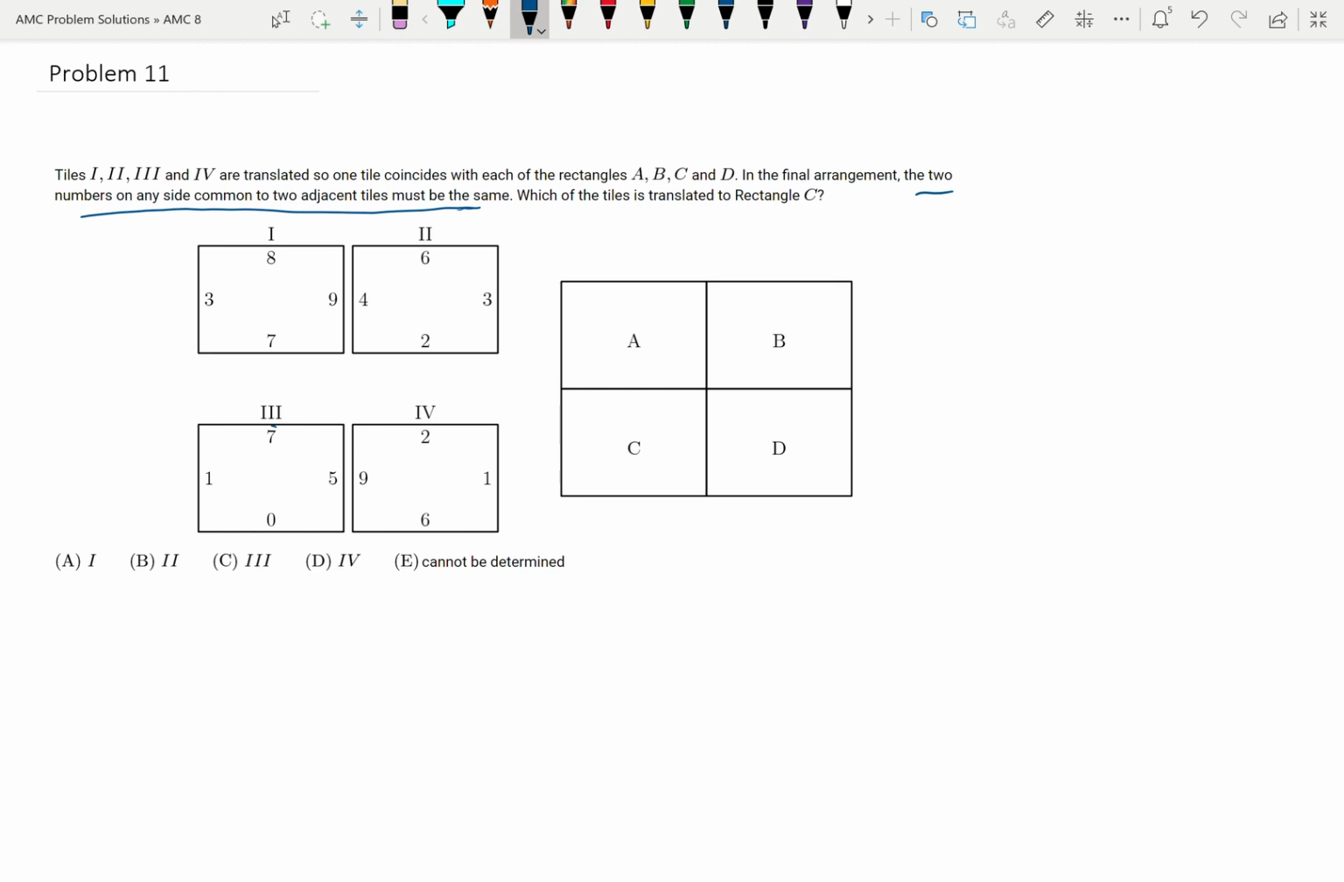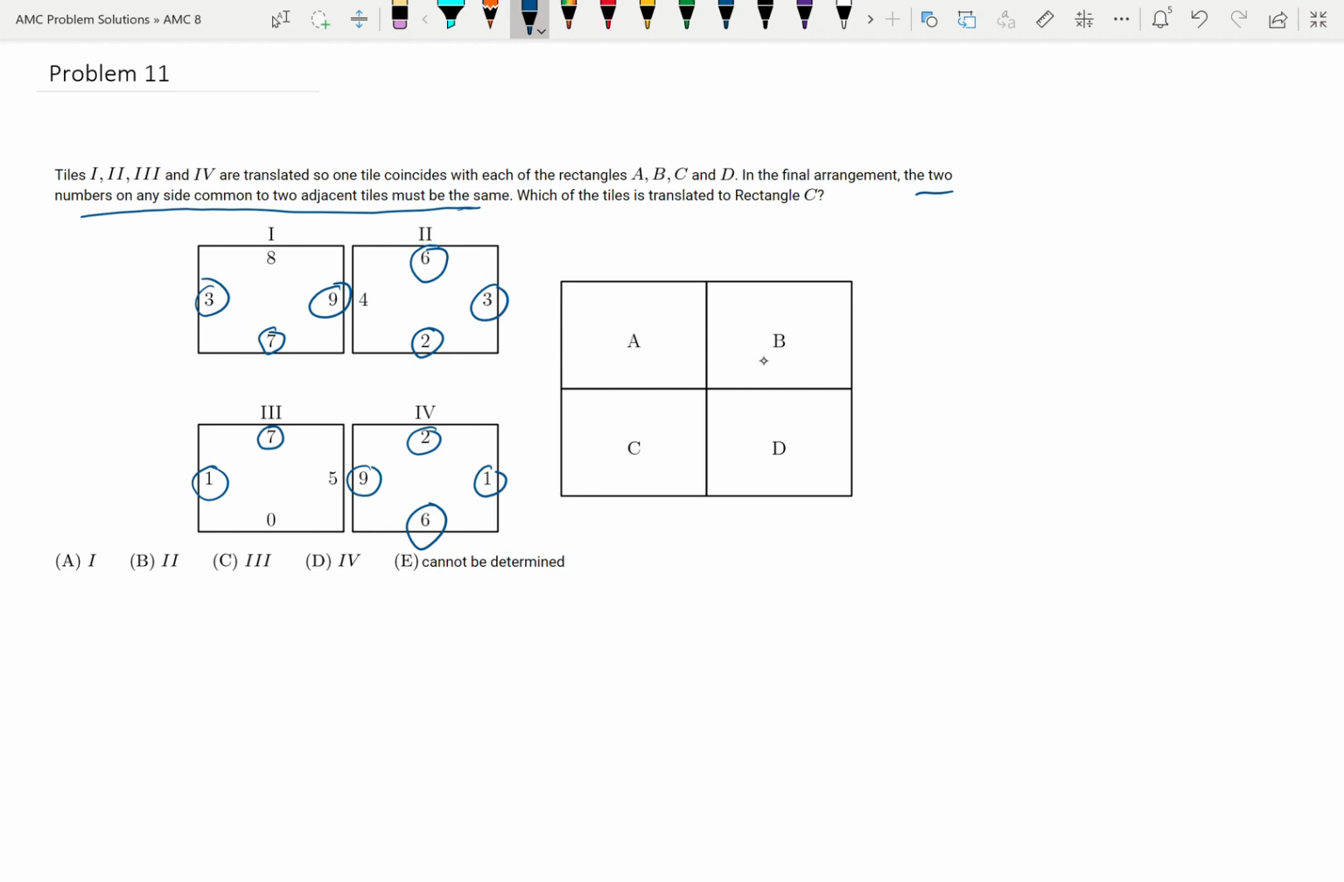So here 7 shows up twice, and then 2 is going to show up twice. Here are 2 1s, and then 3, and also 9. And are there any more? 6. This is the last one. Okay, then so the numbers 0, 5, 4, and 8 aren't going to be able to be next to another tile.